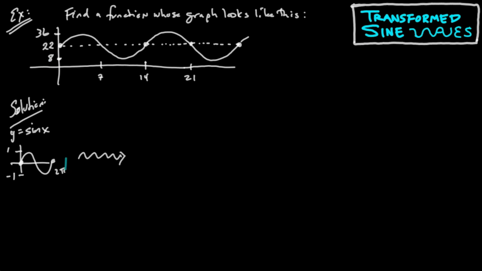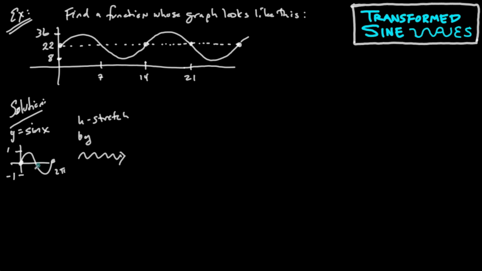And I will need to shift it up, so that instead of having a midline of the horizontal axis, the midline will be here at y equals 22. Let's start by working on the period. Clearly, as I said before, we need to stretch this thing out. So the first thing we are going to need to do is do a horizontal stretch. But the question is, by what factor?